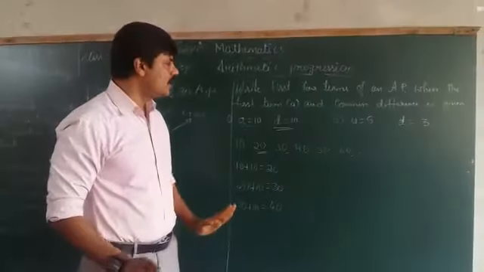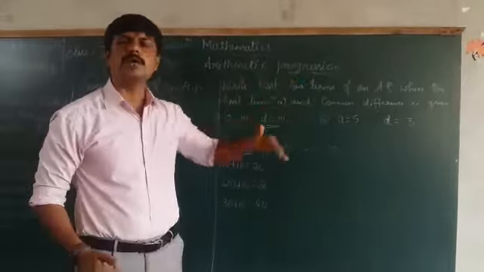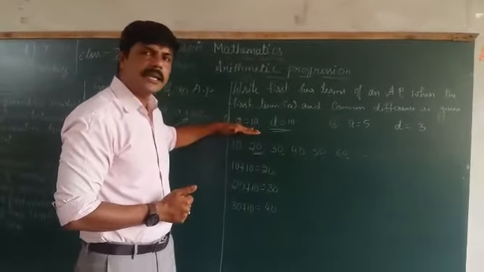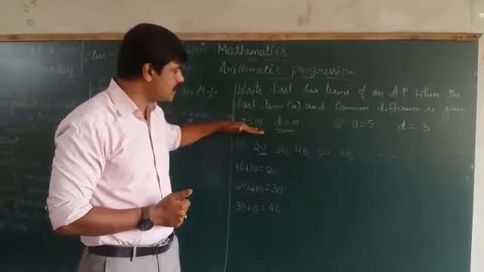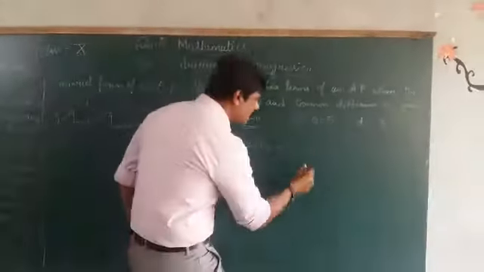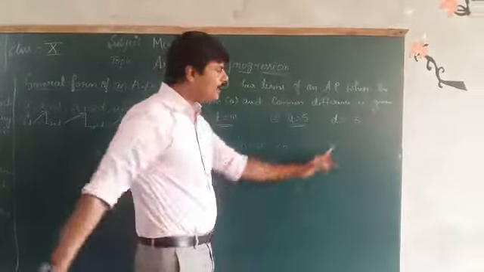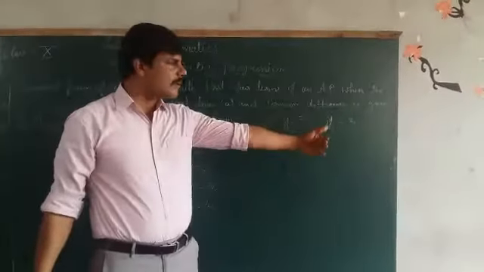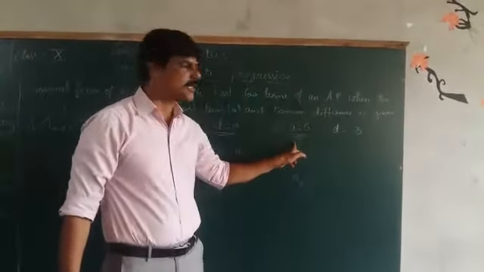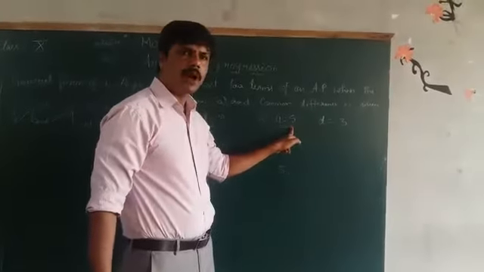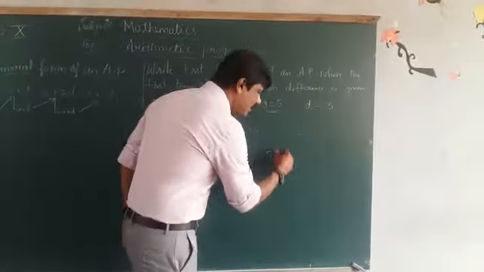The very easy way to frame or form an arithmetic progression: two things are very important, that is A and D. A is nothing but the first term, and D the common difference. This is one example. Second example: the first term A and common difference D are given. First term is 5. How do you get the second term? By adding the common difference to the first term. The common difference is 3. 3 plus 5, how much? 8. 8 is the second term.